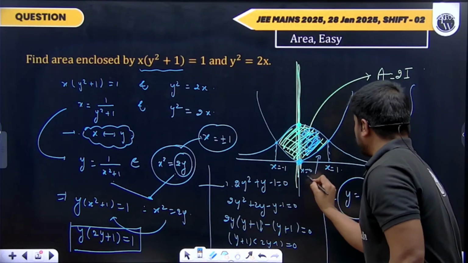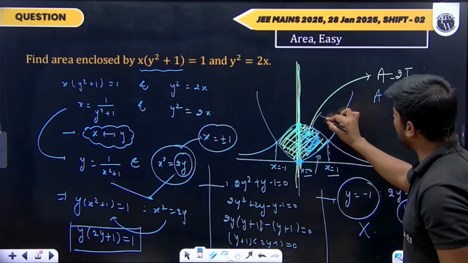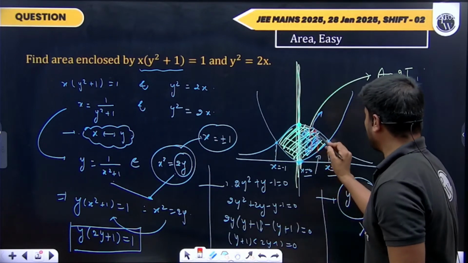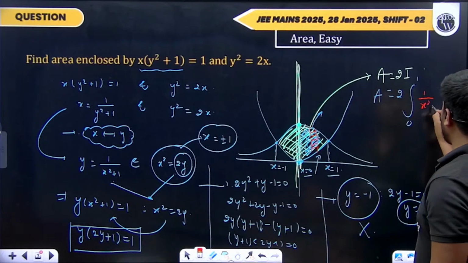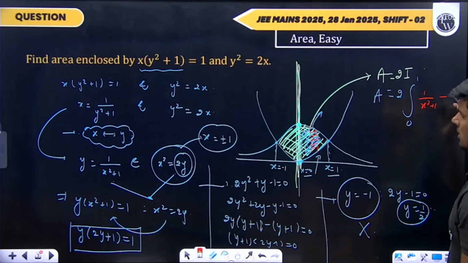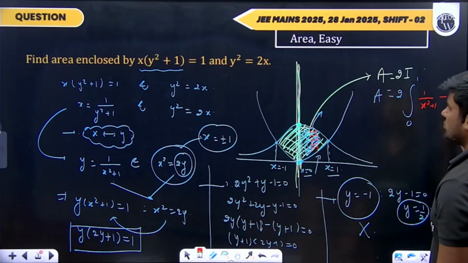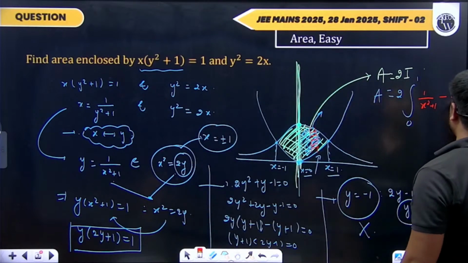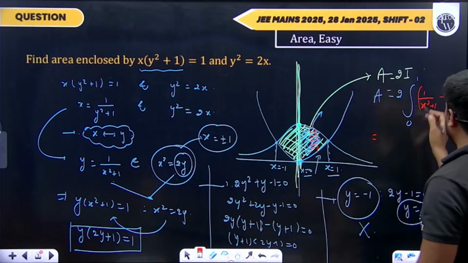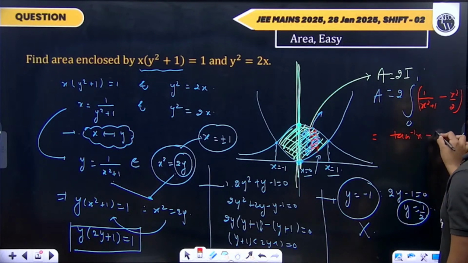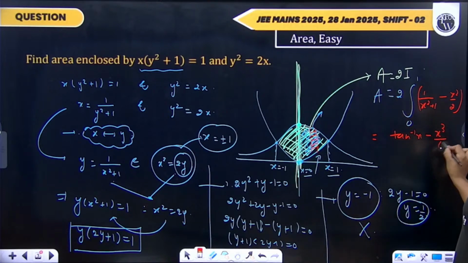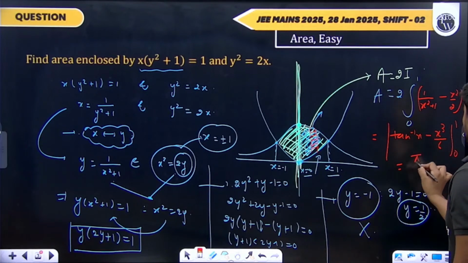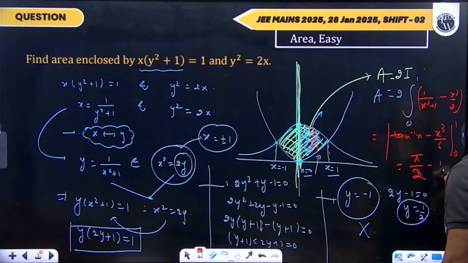The value of I will be, we integrate from x equals to 0 to x equals to 1, and here we take a vertical strip. The upper curve is 1 upon x square plus 1 and the lower curve is y equals to x square by 2. Now we integrate this. The first one is tan inverse x and the second one is minus x cube by 2 into 3, that is 6. We integrate it from 0 to 1 and after integrating it we will get pi by 4 minus 1 by 6.